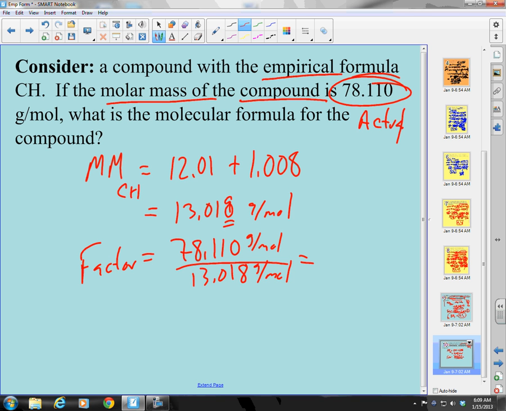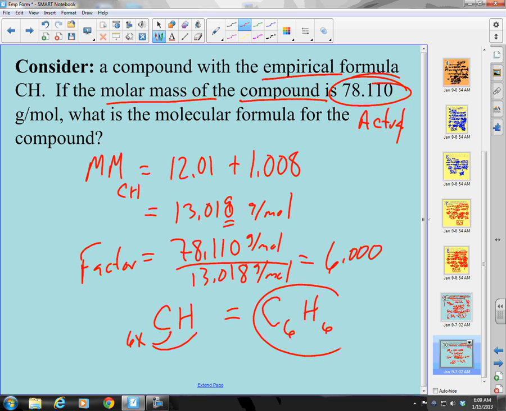78.11 divided by 13.018, and I get 6.000. That's my factor. So what am I going to do? CH, and I'm going to multiply the subscripts here by 6, meaning I get C6H6.